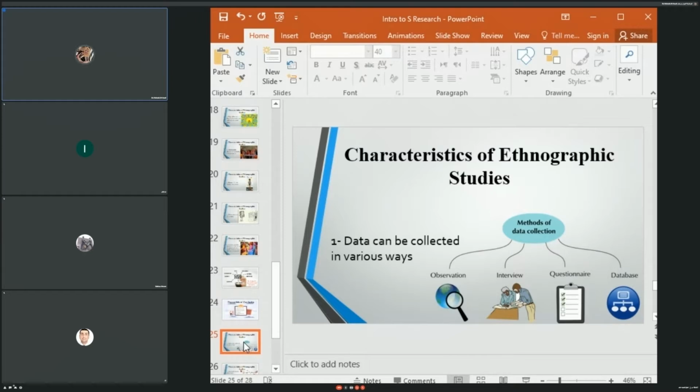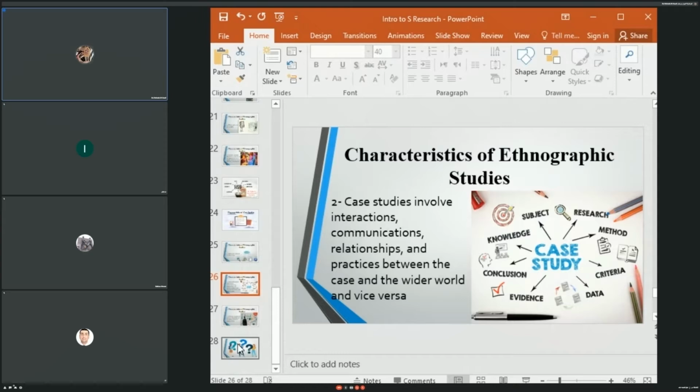Let's say I'm a teacher and I have access to all the exam papers of my students. So by the end of the year, I have all this pile of papers, so I can go over them and see what is successful, what is unsuccessful about e-learning and e-exams. The characteristic is that case studies involve interactions, communications, relationships, and practices between the case and the wider world and vice versa, which is applicable to all other kinds of qualitative studies in my point of view, because almost all of them involve interviews, which means in-person, person-to-person communication.